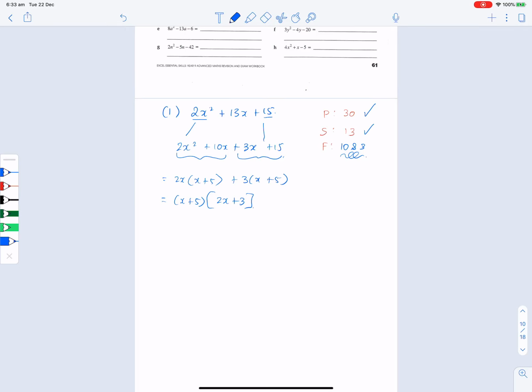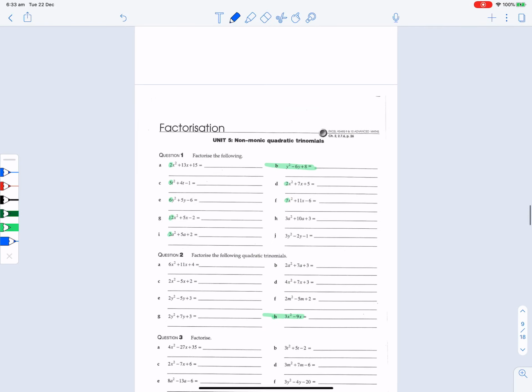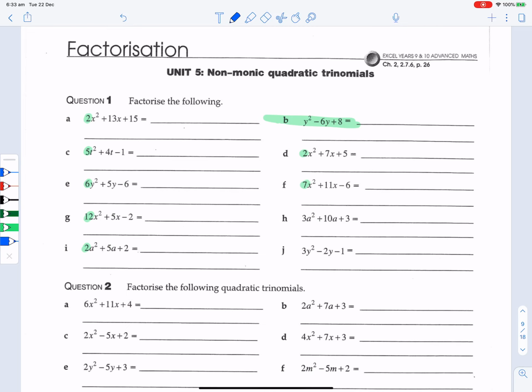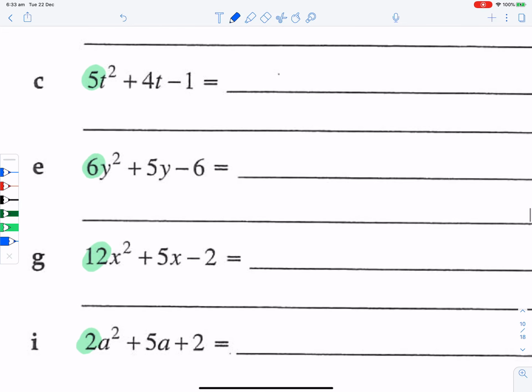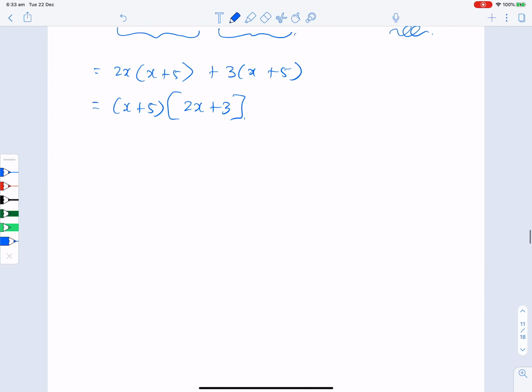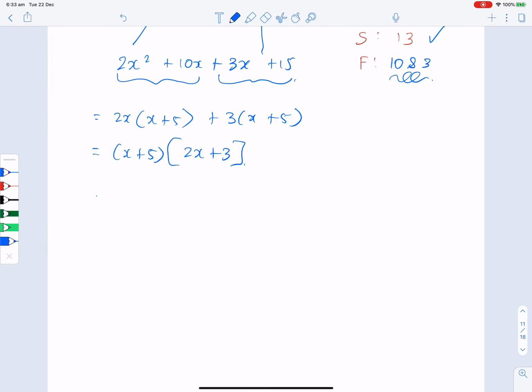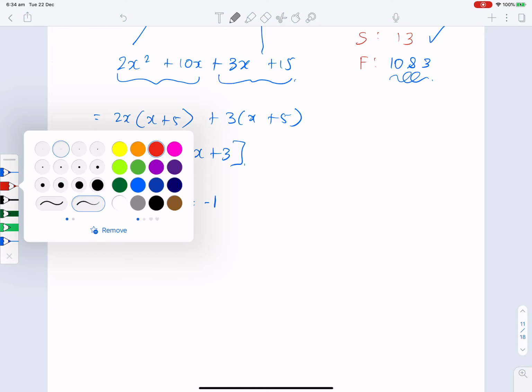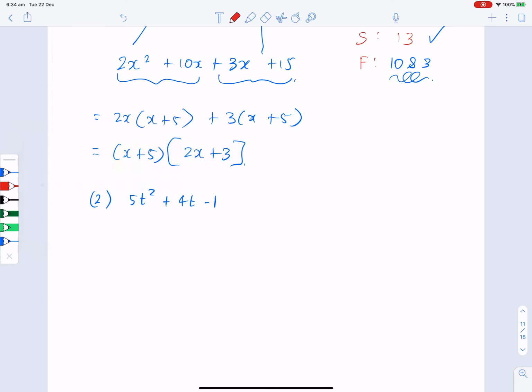Okay, so let's have a look at the next one. We won't do B because that's a monic, we'll do C. 5t squared plus 4t minus 1. So the first thing we're going to do is write down on the side P, S, F.